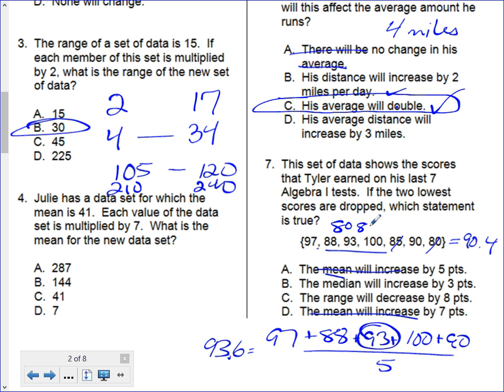80, 85, 88, 90. How many points are there? 7? So it's the one in the middle. It's 90. So 90 to 93. Did the median increase by 3? Yes, it did. B. So if they give you a set of data and change it, you just got to do the quick calculations for both sets of data, compare them.